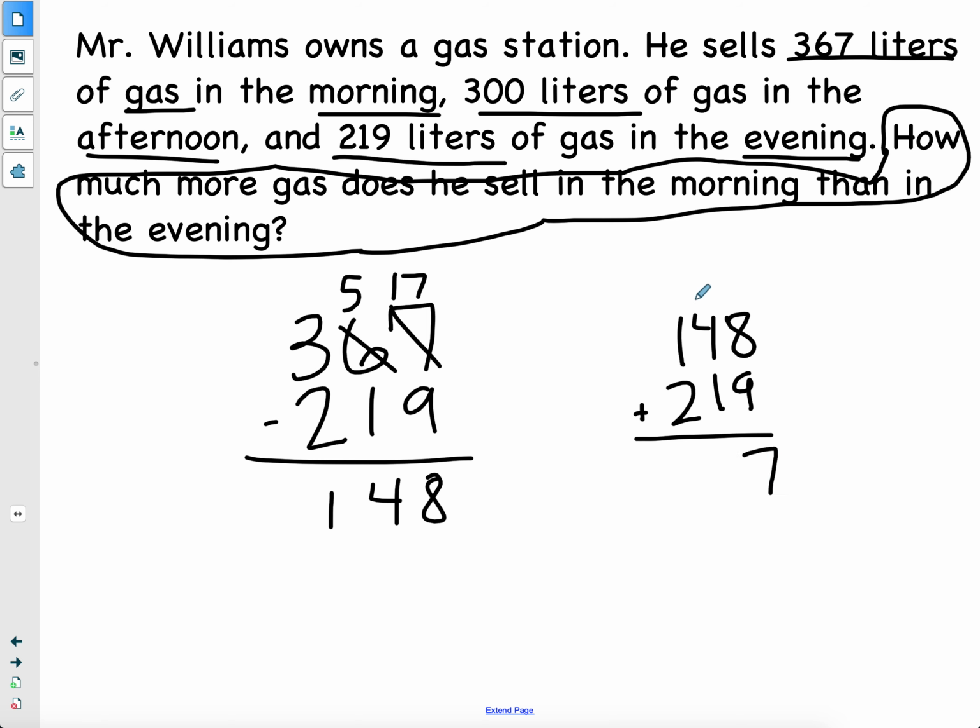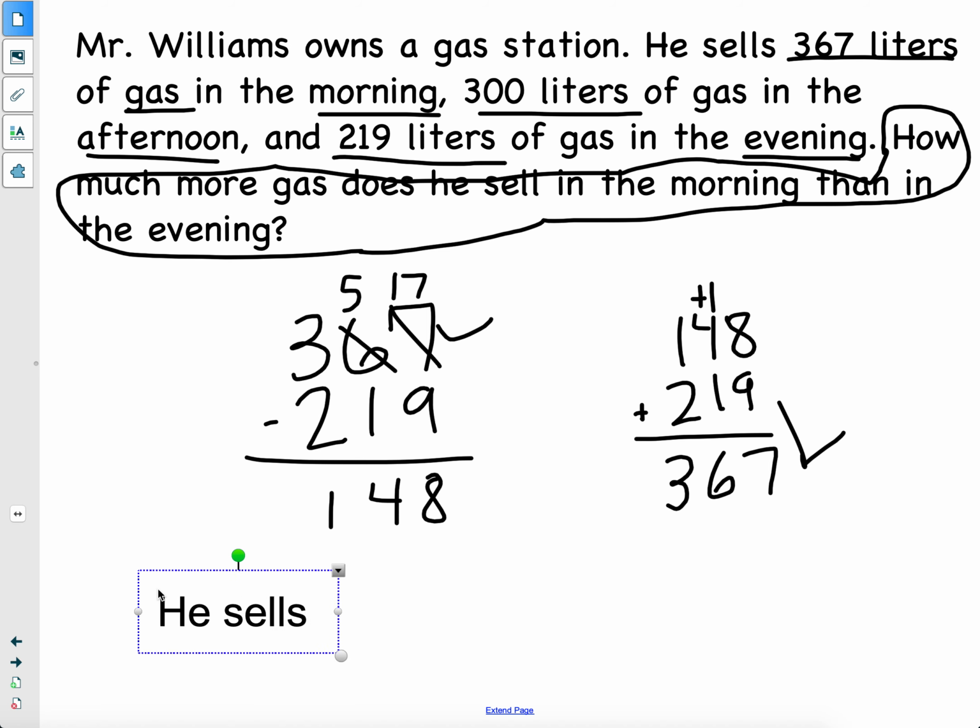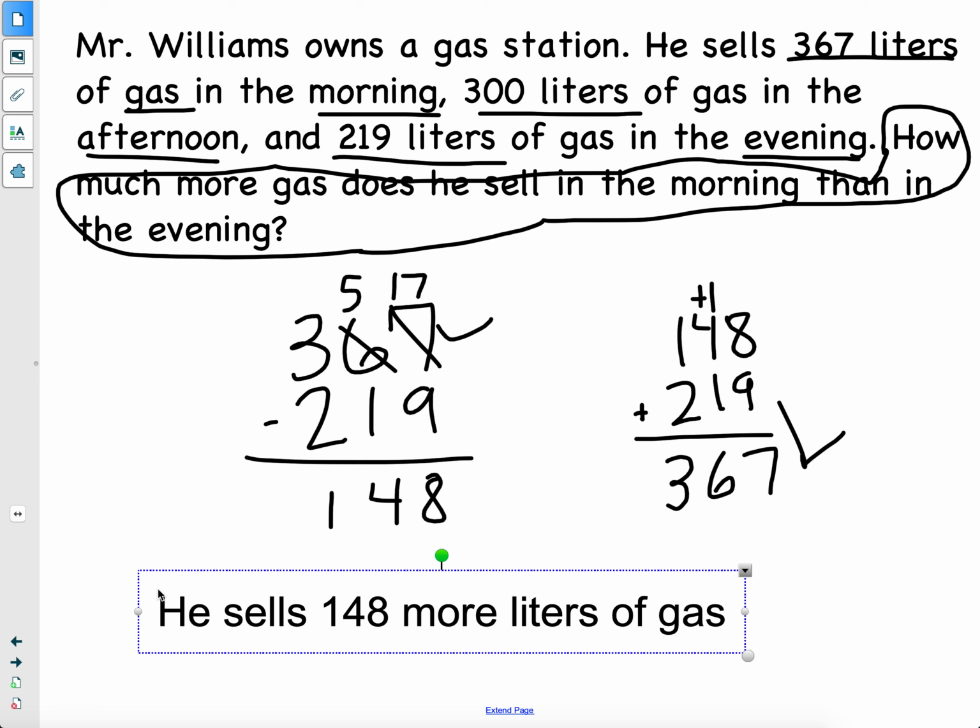8 plus 9 is 17, regroup the 1. 4 plus 1 plus 1 is 6, and 2 plus 1 is 3. So that's what we started with, 367, so we're in fact correct. Very good. So let's write down our final answer. He sells 148 more liters of gas.